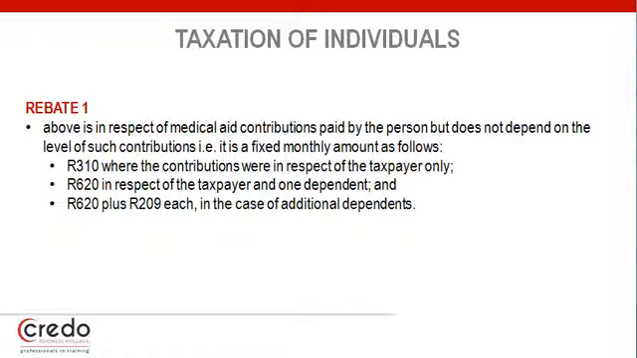So when we look at rebate 1, we need to see how many people are on the medical aid, how long was dependence on the medical aid for, and we multiply a fixed amount which is given to us. So in respect of rebate 1, we look at 310 where the contributions were made in respect of the taxpayer only. If there was a taxpayer and a dependent, it's 620. If there's a taxpayer, dependent plus additional dependents, it's 620 plus an additional 209 per dependent. This is a monthly amount, so we need to multiply it by 12 for a year.